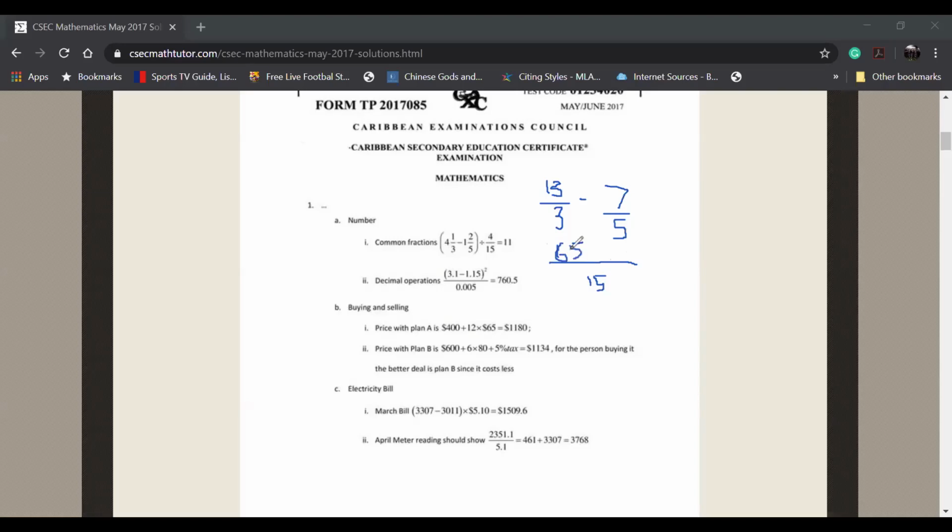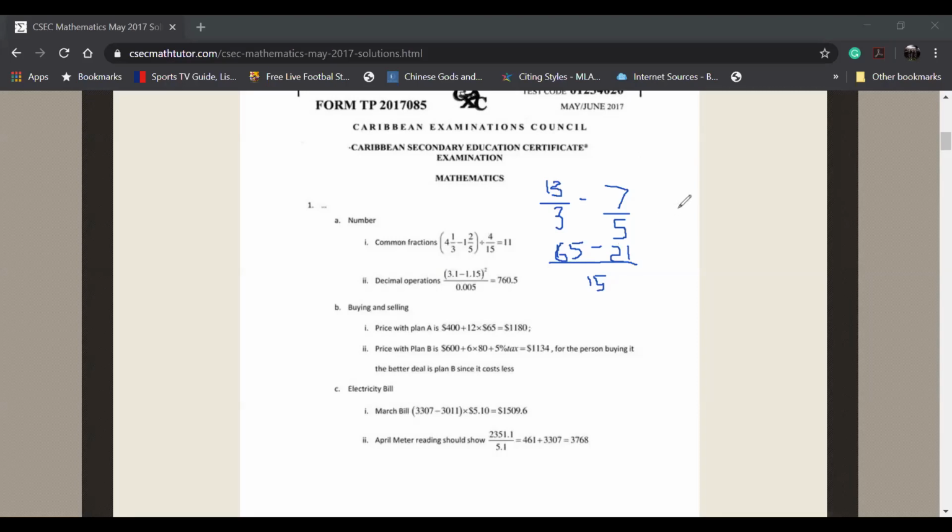Please excuse my poor drawing. Right? And then you'd say 5 into 15 goes 3 times, and 3 times 7 would be 21. You'd minus these, and then, hold on 1 second. Minus 21, which would give you 44 over 15, right?